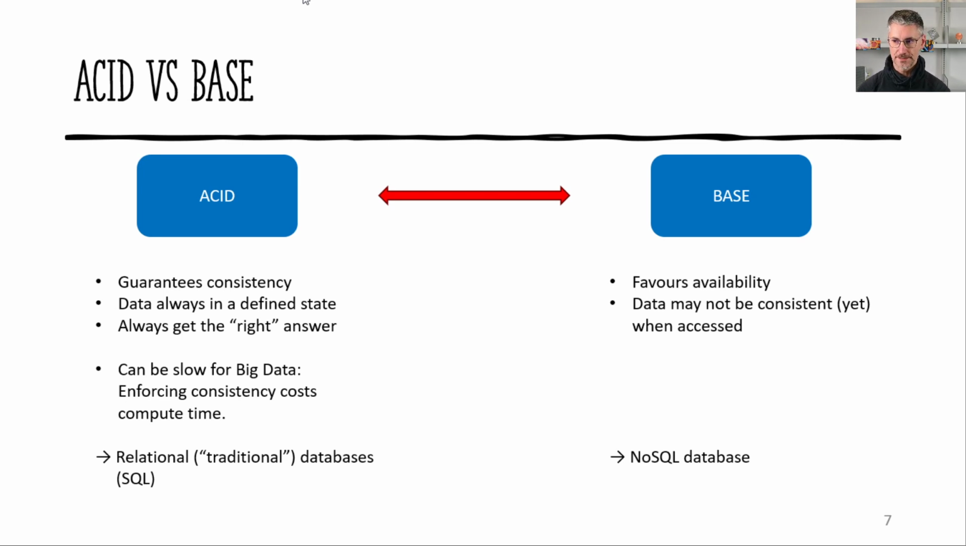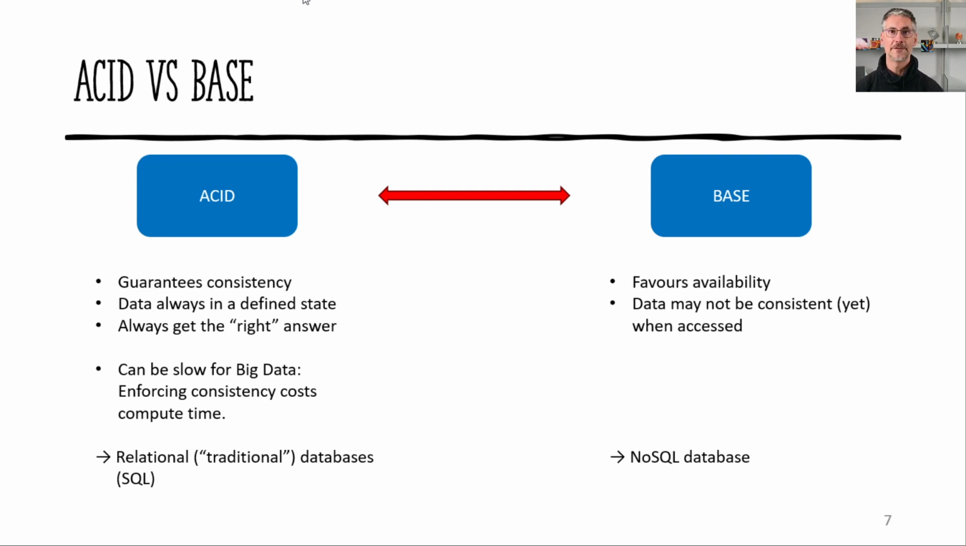So ACID versus BASE. ACID guarantees consistency and the data is always in a defined state. You always get the right answer. However, if you have a lot of data, ensuring all of these properties can slow the database down, so enforcing consistency costs compute time, and that can be quite substantial for a large amount of data. This is the world of relational or traditional databases.